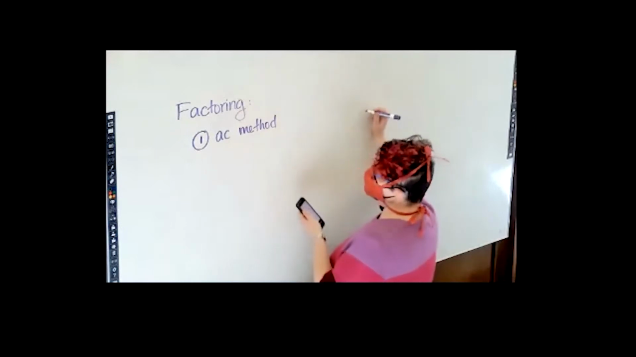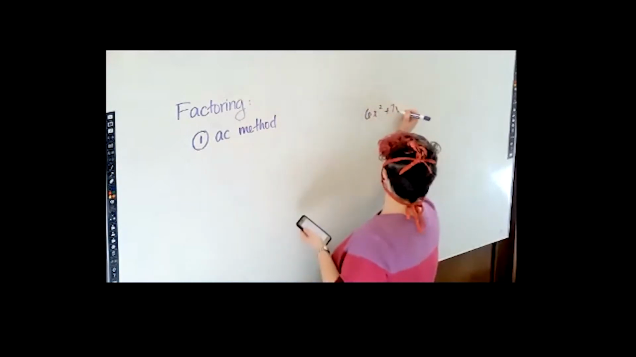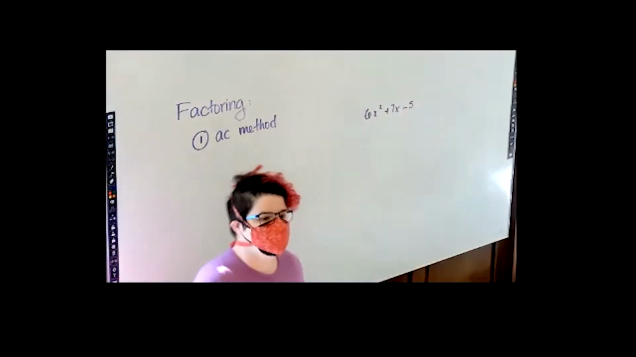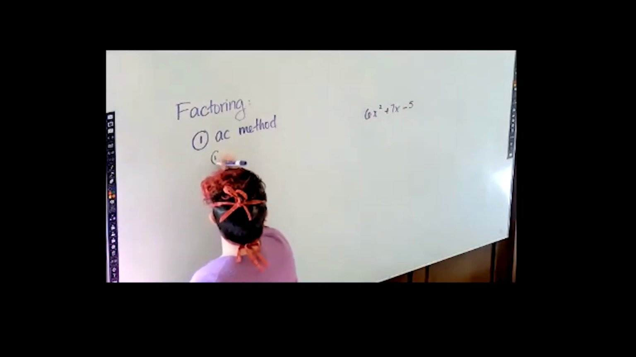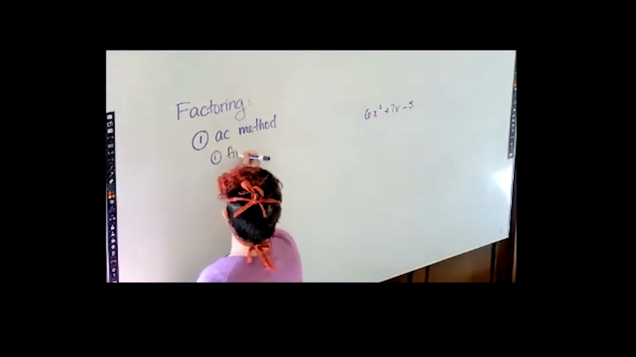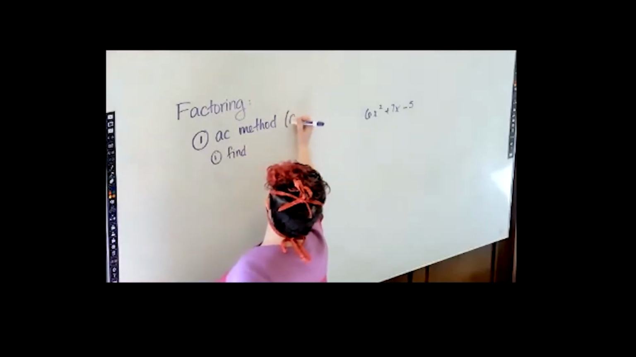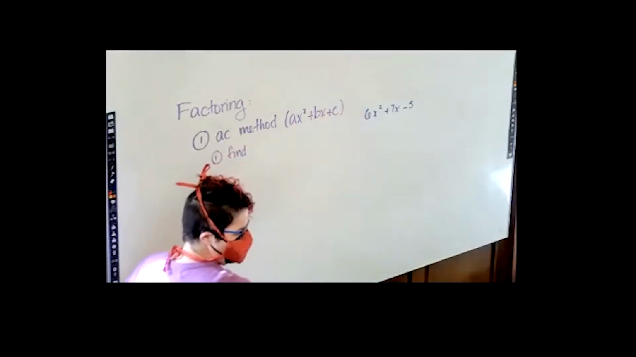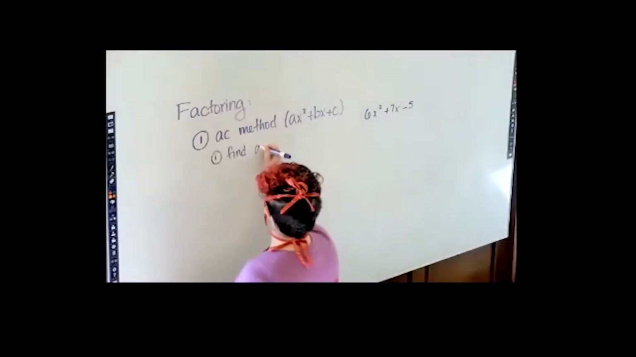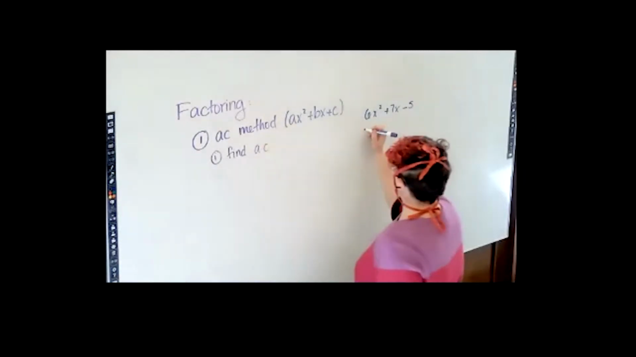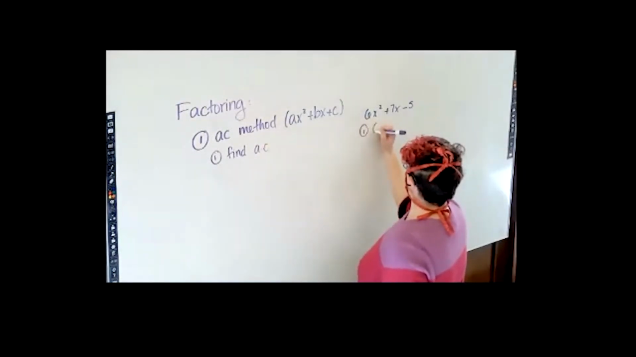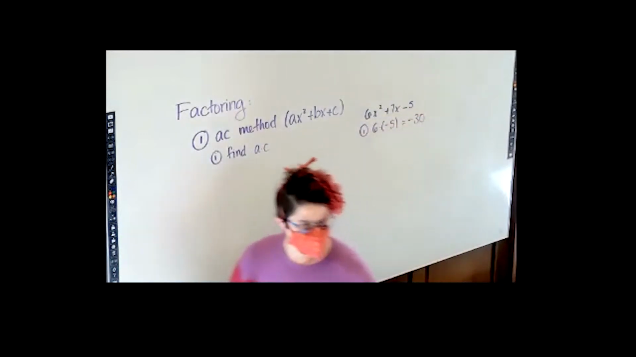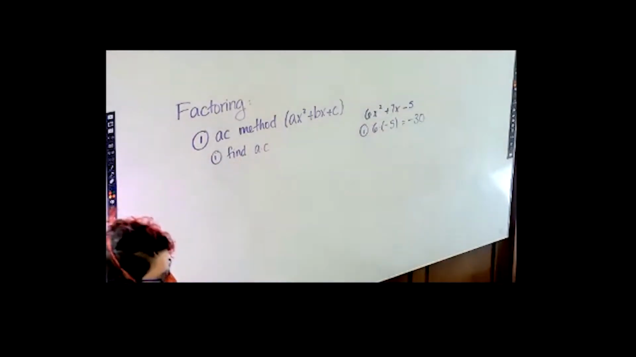Okay, this is our example: 6x squared plus 7x minus 5. The AC method works for ax squared plus bx plus c. That's what you use the AC method on. First thing you do is you find a times c. So 6 times negative 5 is negative 30. You've probably done something like this before in your life.